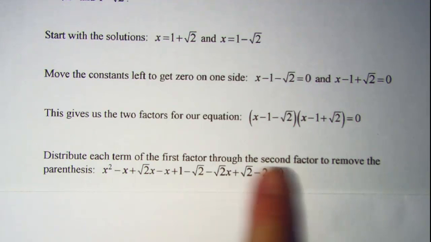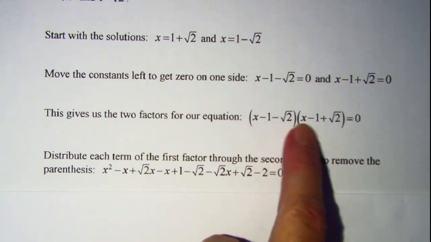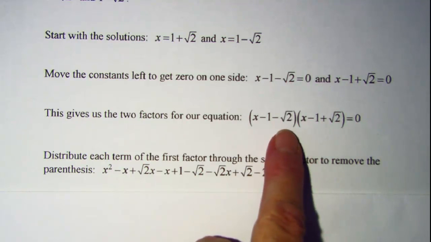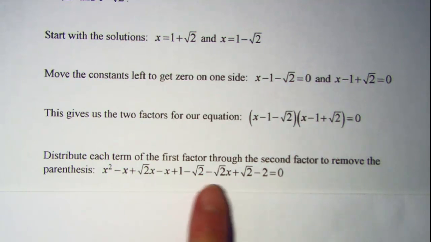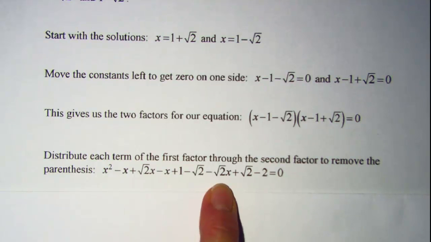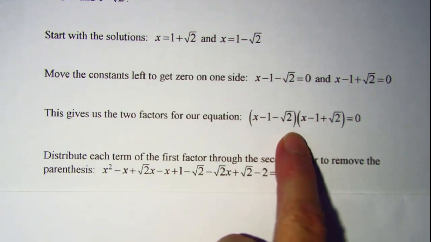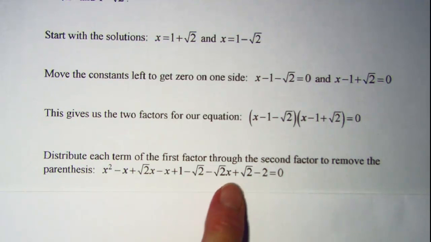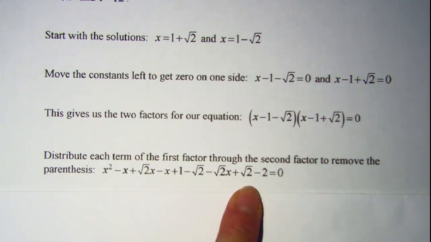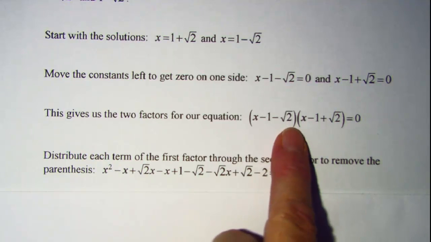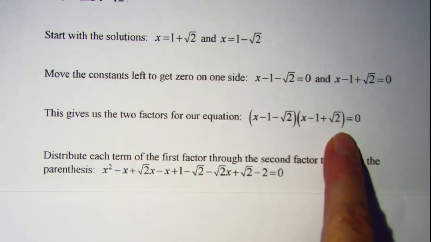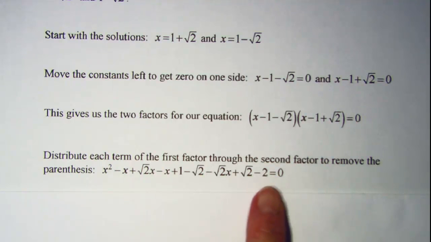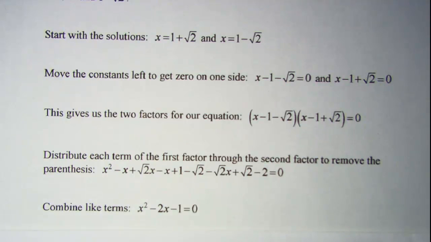And then we're ready for the negative square root of 2 to go through this trinomial. So negative square root of 2 times x is negative radical 2x. Negative radical 2 times negative 1 is a plus square root of 2. And then negative square root of 2 times square root of 2 is equal to negative 2. Combining our like terms, we'll get x squared minus 2x minus 1 equals 0.